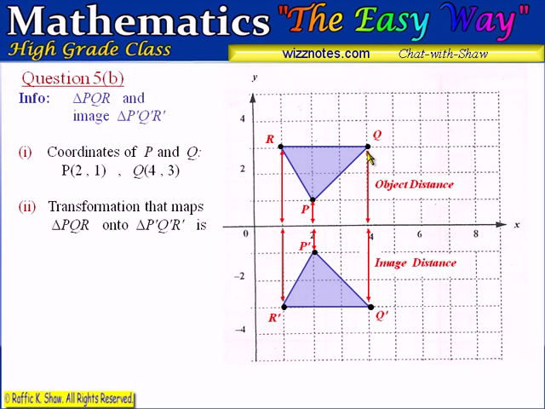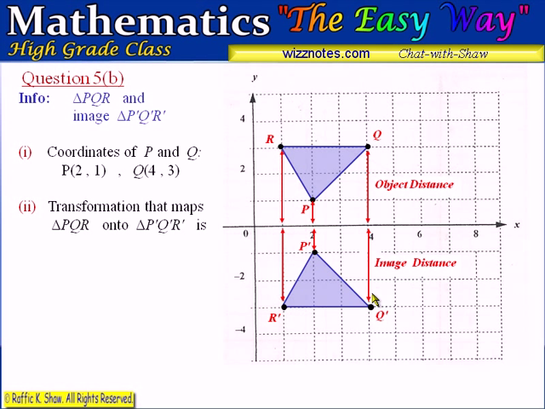For Q, it is 3 units. 1, 2, 3. Q is 3 units from the mirror line on this side, and the image is 1, 2, 3 units on the other side of the mirror line. And then R is also 3 units from the mirror line on this side, and R prime is 3 units on this side. So this confirms that object distance is equal to image distance, and so the criteria for reflection over the x-axis are satisfied, right?